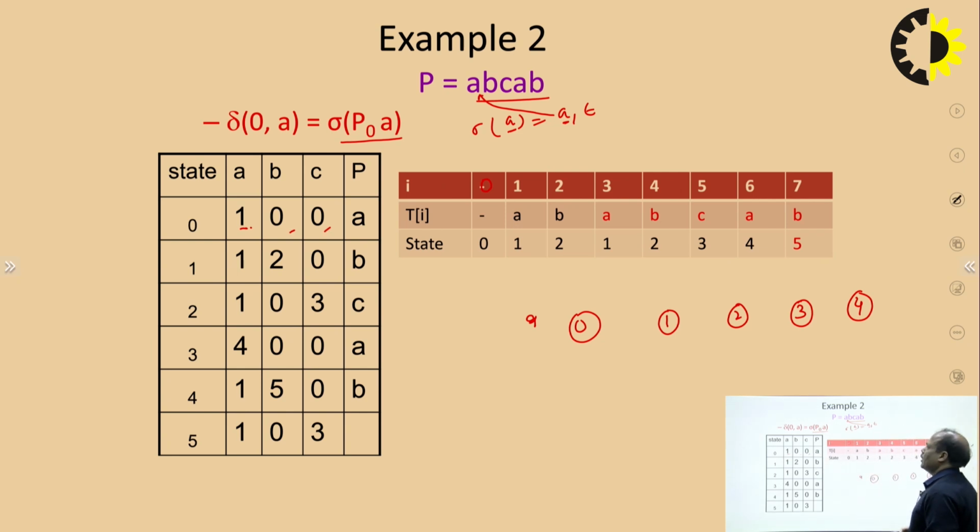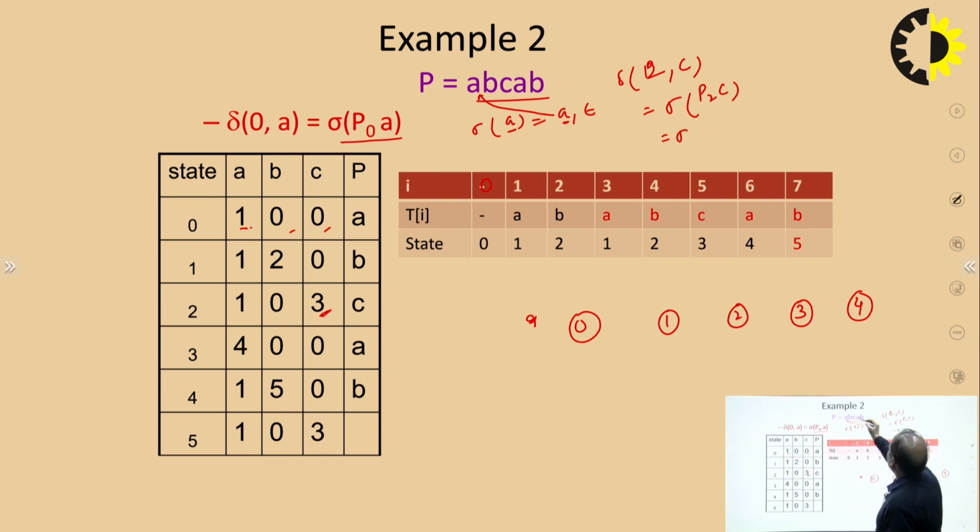Because B is not a prefix of the pattern, C is not a prefix of the pattern. Let's take this one as random. Yeah, 2C, C like delta P2C. So this is going to be sigma P2C. Okay, sigma P2 is AB. Clear? P2 means AB, then C.